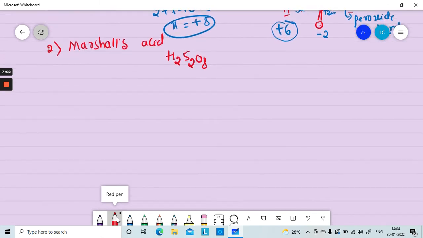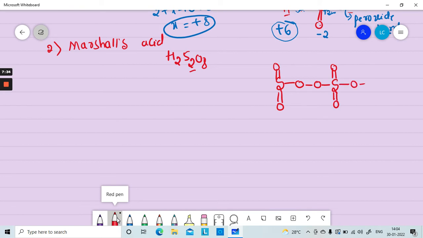Marshall's acid. What is this Marshall's acid? I will write the formula here. It is H2S2O8, right? As you can see here, Caro's acid has the formula H2SO5 and this Marshall's acid has the formula H2S2O8. For this also, you have to calculate the oxidation state by drawing the structure of this formula. So, I will draw the structure here.